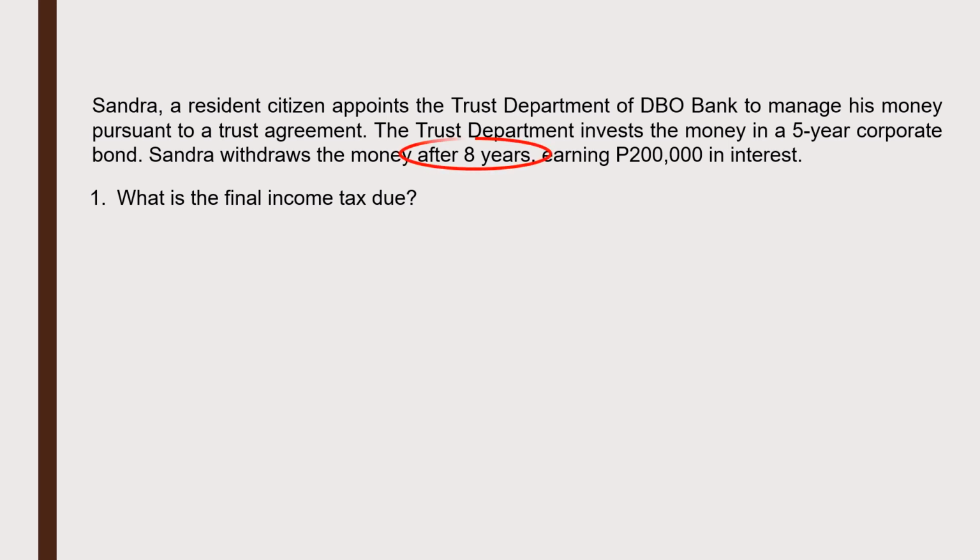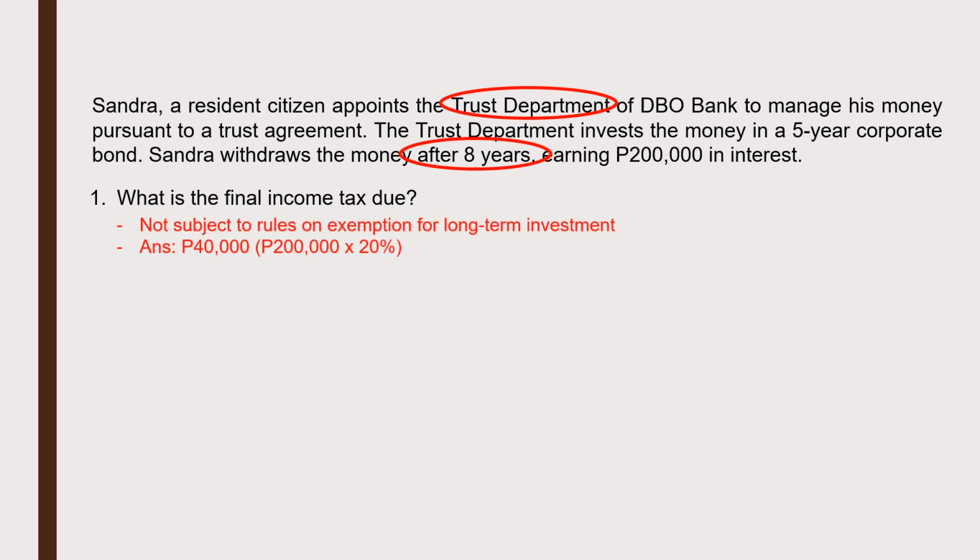So you note that Sandra invested for 8 years, so this is long term. Is she subject to the rules on exemption? The answer is no, because the investment was not in her name, but she appointed the trust department of a bank. So for number 1, the income is not subject to rules on exemption for long-term investment. Therefore, we use the rate of 20% to get the 40,000 final income tax due.